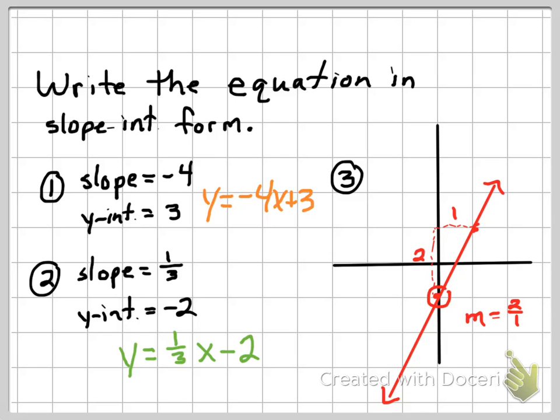Then I find my y-intercept, which is just where the line crosses the y-axis. And right here, it crosses it at -1. So that means b equals -1. So now, it's just like problem 1 and 2. I know the m, I know the b, so I can write the equation. The equation is y equals 2x, because 2/1 is the same as 2, and then -1, because the b is -1.